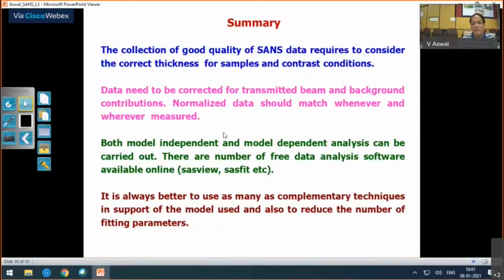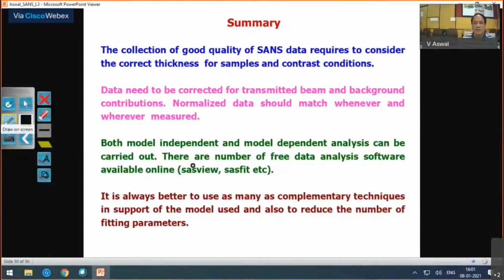As far as analysis is concerned, you can do both model independent and model dependent analysis. Please note that there are a number of free data analysis software packages available online. The important ones which are often used are these: one is SasView data analysis, and another is SAS. Download them and use them.